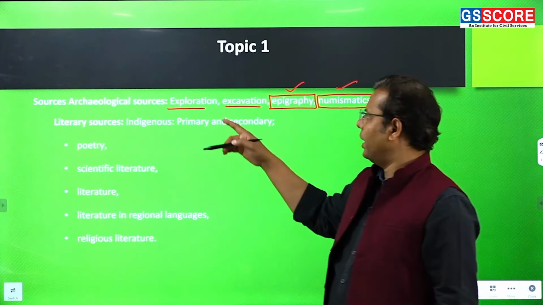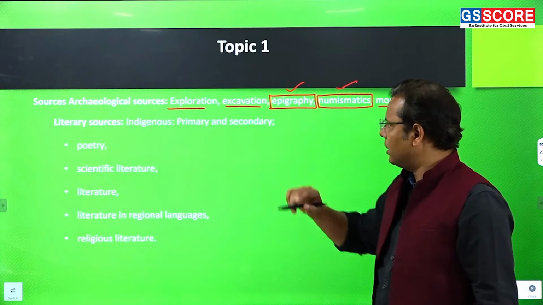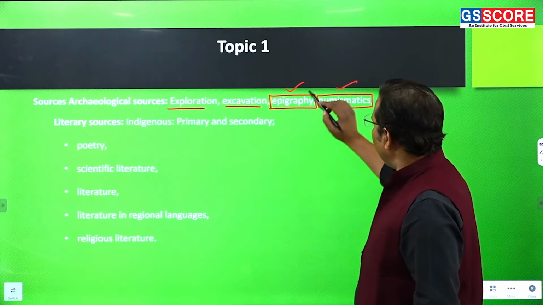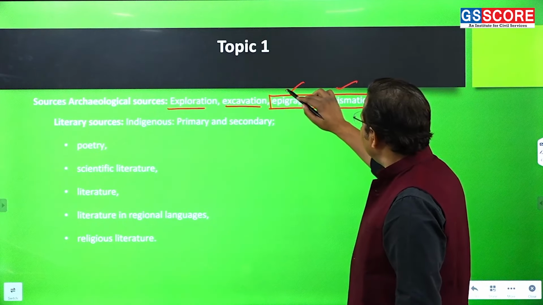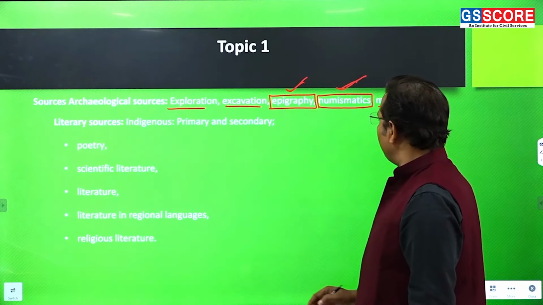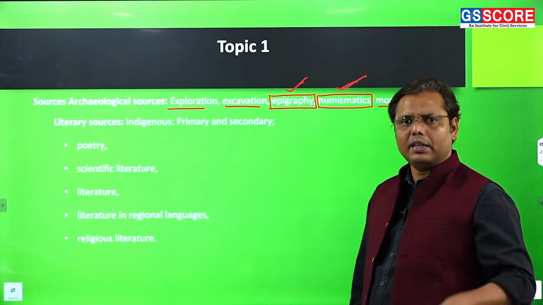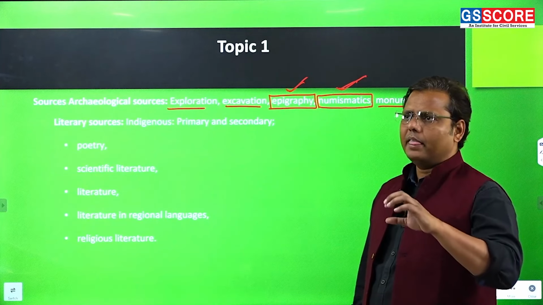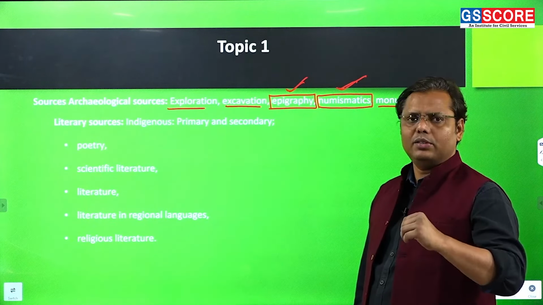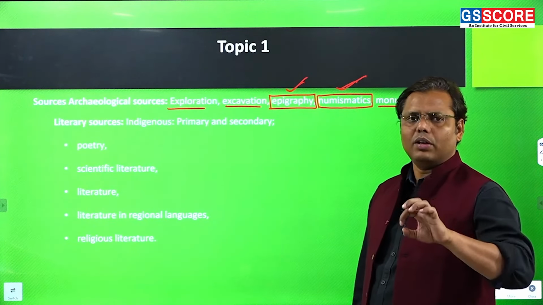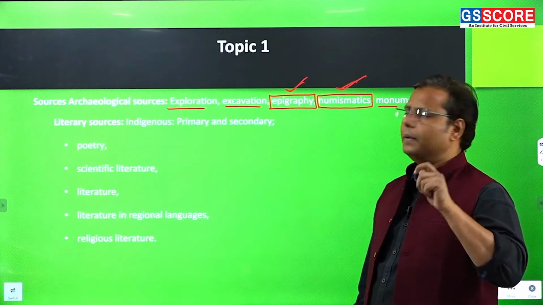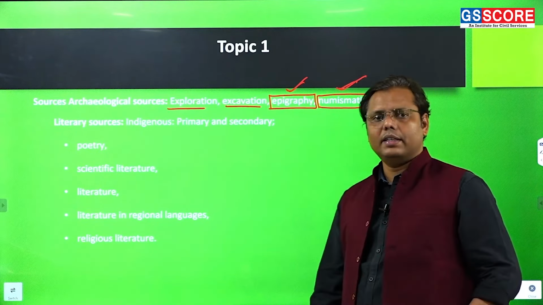So when it comes to questions being asked from archaeological sources, frankly speaking, earlier they used to simply ask the questions from these two parts. And the questions coming from these two sources are normally very simple: how do inscriptions, or let's say coins, help us in writing history.